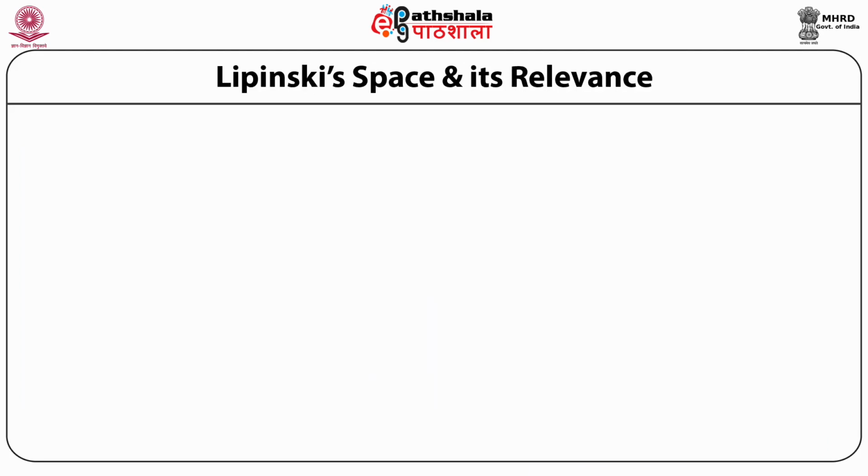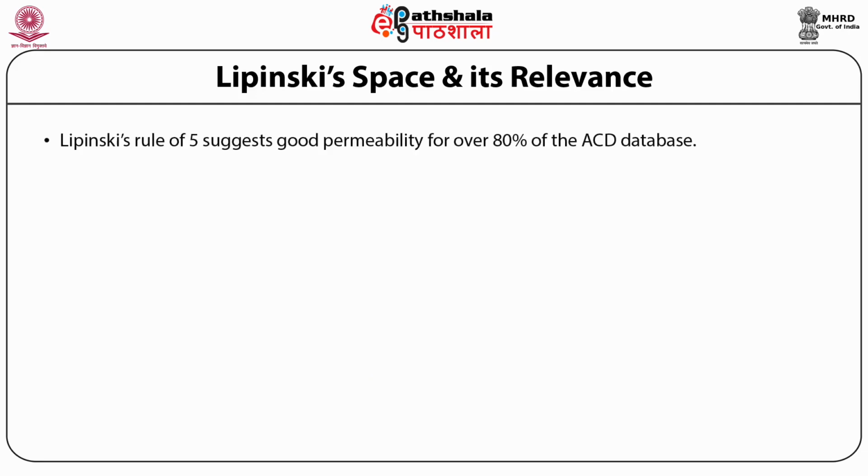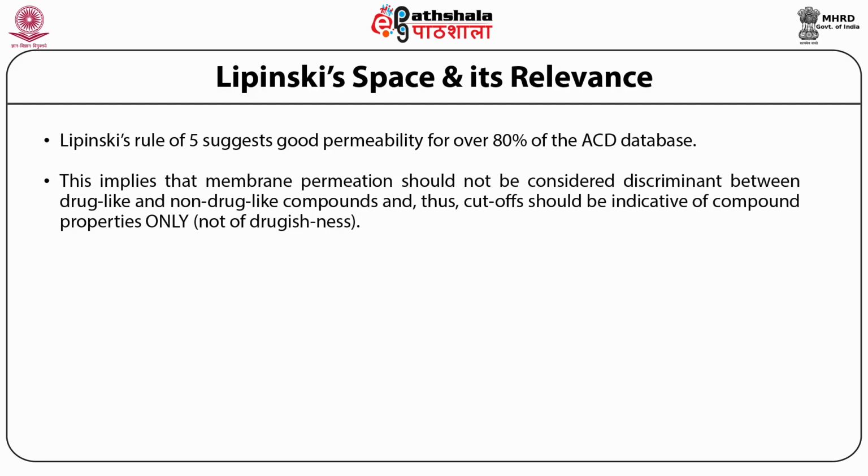The Lipinski space, which I've discussed earlier, and its relevance. Now, as you see, it has the rule of 5, and if you take all the available chemical molecules or chemical drug databases, basically these are the compounds from where the molecule drug designing is done. All of them, it looks like 80% of them have good permeability by these 5 satisfactory conditions told by Lipinski. This implies that membrane permeation is not very much a discriminant.